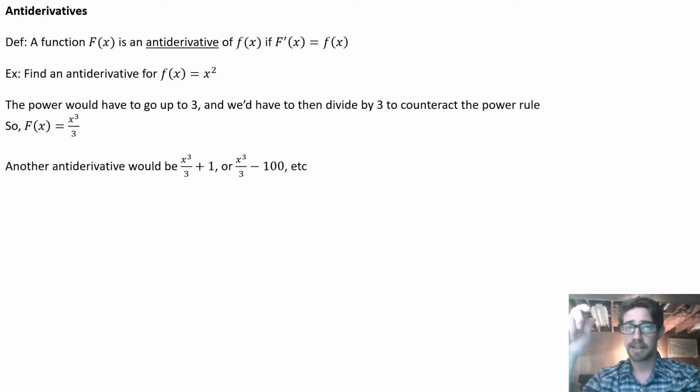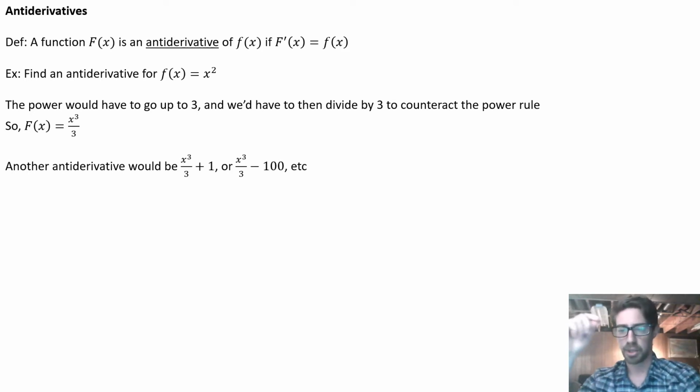If I had x cubed over 3 plus 1, or x cubed over 3 minus 100, or x cubed over 3 plus 4 pi, whatever, all of those functions would have the same derivative because the constant just goes away. So you do have this ambiguity where there's not just one right answer. Now there's one simplest answer, and the simplest answer is x cubed over 3. But if I asked you for an antiderivative and you said x cubed over 3 plus 10, you would not be wrong. So that's why we say an and not the.